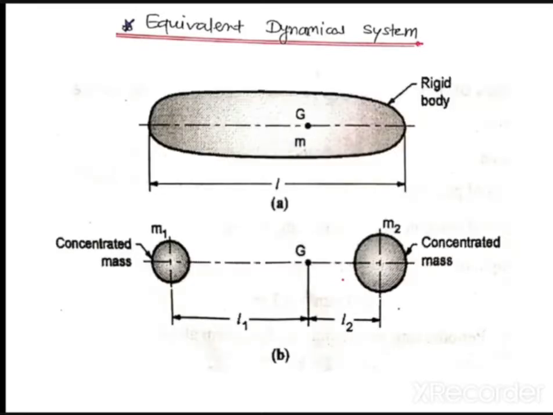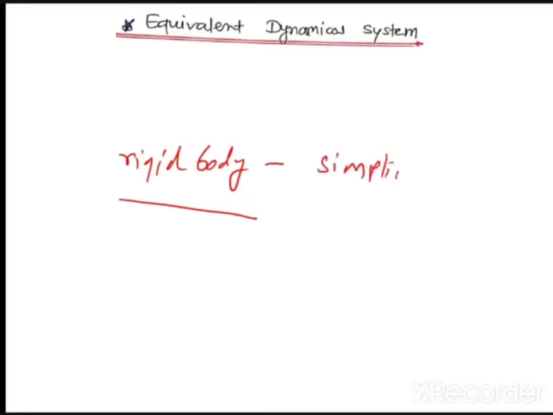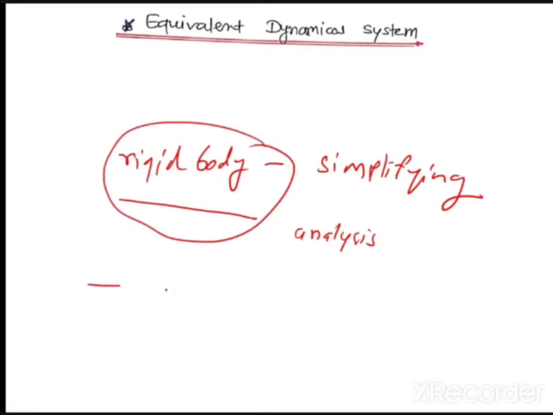Right. So first of all, what is this equivalent dynamical system? Many times, let us say we have some rigid body, and it is convenient to represent this rigid body of a given mechanism. Means there is some mechanism, and in that mechanism you have a rigid body. For simplifying the analysis, try to understand my point, we represent this rigid body by a convenient equivalent dynamical system, right?